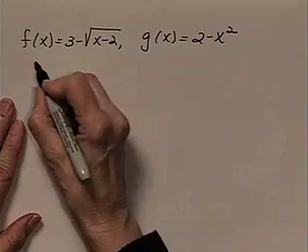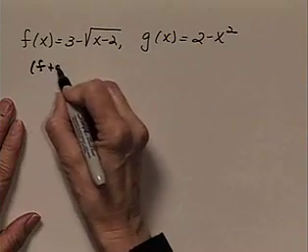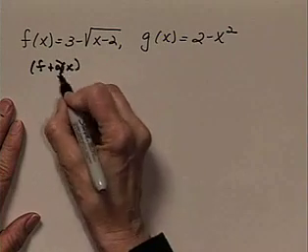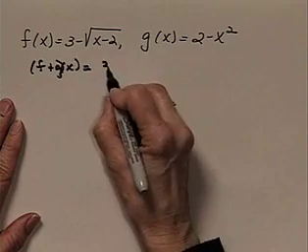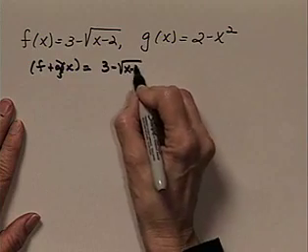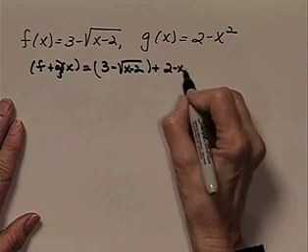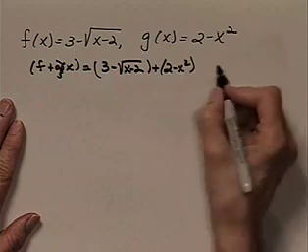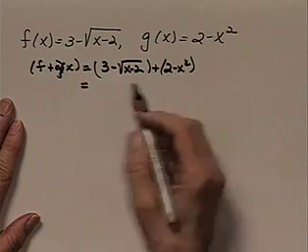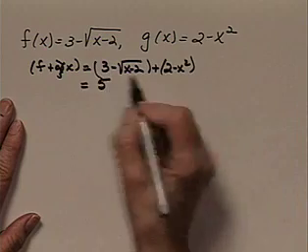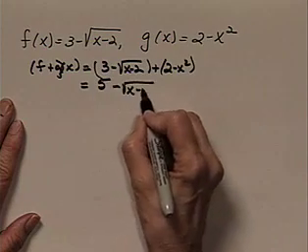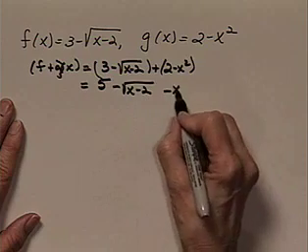Now we've checked the domains. Now we're ready to find these new functions. The first one we want to find is f plus g of x. So that says we simply add f of x plus g of x. And let's remember to collect like terms. 3 plus 2 is 5, minus the square root of x minus 2, minus x squared.